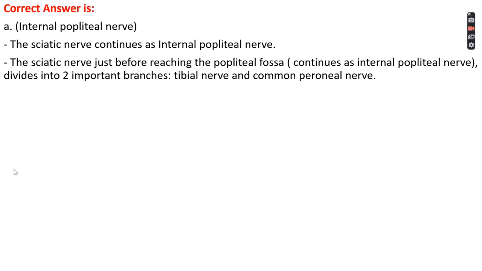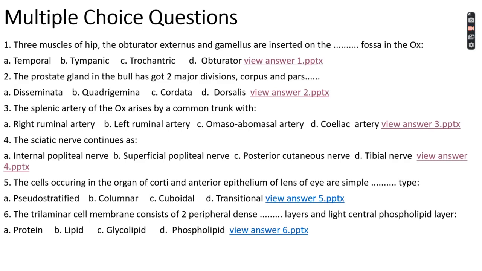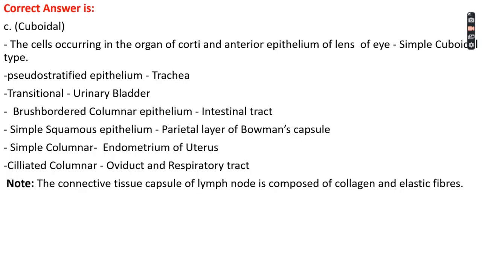Okay. Question number 5. The cells occurring in the organ of Corti and anterior epithelium of the lens of the eye are simple dash type. Option A, pseudostratified. Option B, columnar. Option C, cuboidal. Option D, transitional. The right answer is option C, that is cuboidal. The cells occurring in the organ of Corti and the anterior epithelium of the lens of the eye are simple cuboidal type cells. Okay.